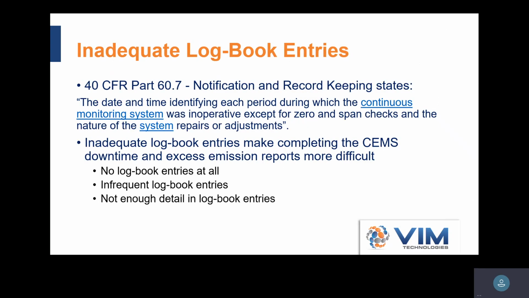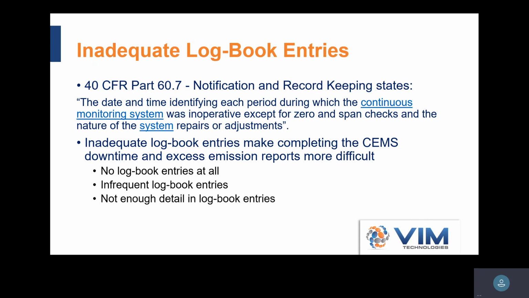So Part 60 requires record keeping. It says the date and time identifying each period during which the continuous monitoring system was inoperative, except for zero and span checks, and the nature of the system repairs or adjustments. So it dictates that every time the system's not functioning properly and someone's gone out there to work on it, the details of what work was performed need to be in the logbook.